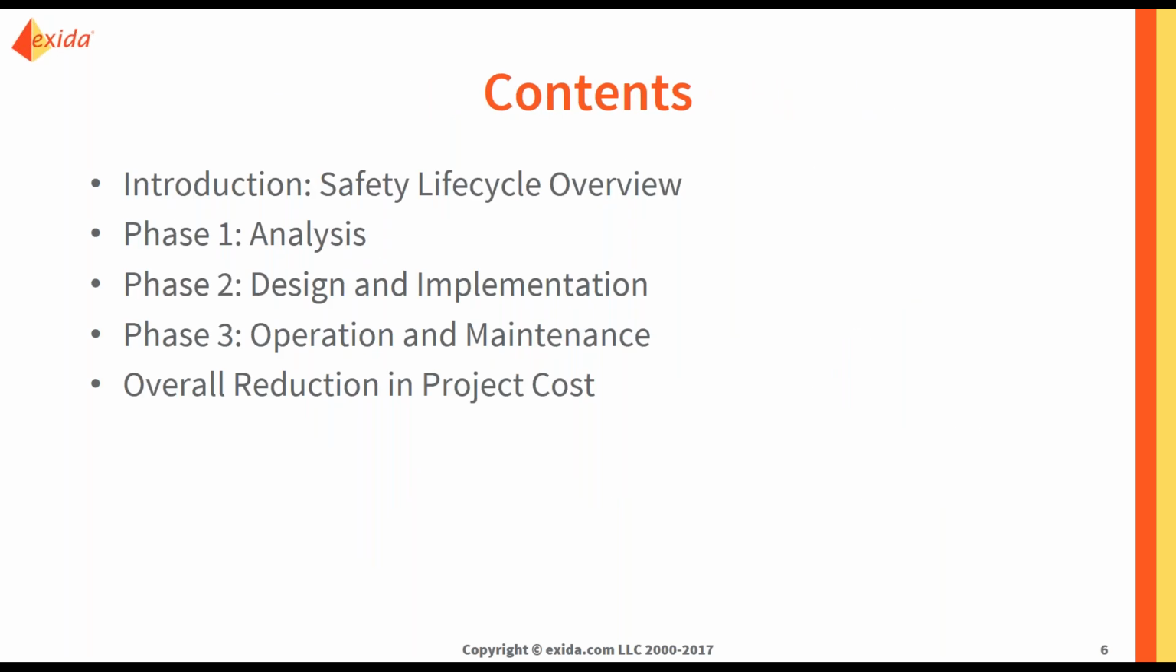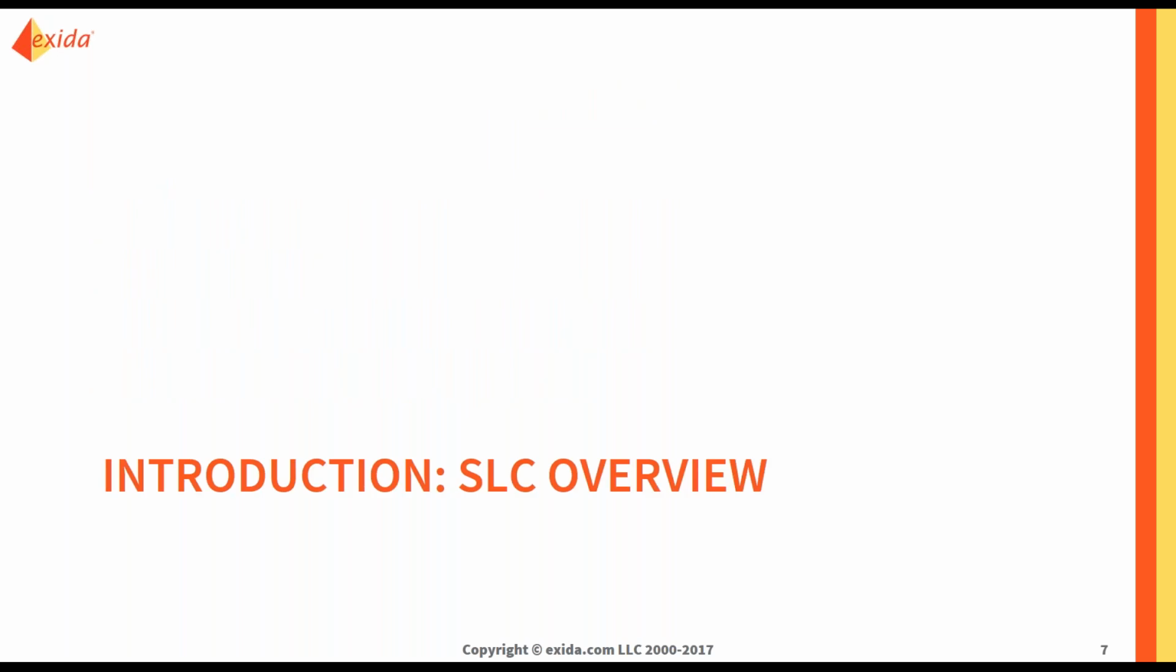A little bit of an agenda. Today I'm going to give a high-level overview of the safety lifecycle. And then for each task in each phase of the lifecycle, I'm going to go over the number of hours that might be spent doing this task using Excel or an in-house tool, or using a fully integrated lifecycle tool like Excelentia. So we'll go through the three phases of the lifecycle, and at the end I'll summarize the overall reduction in project costs that you could achieve by using a tool like Excelentia. So let's jump right in.